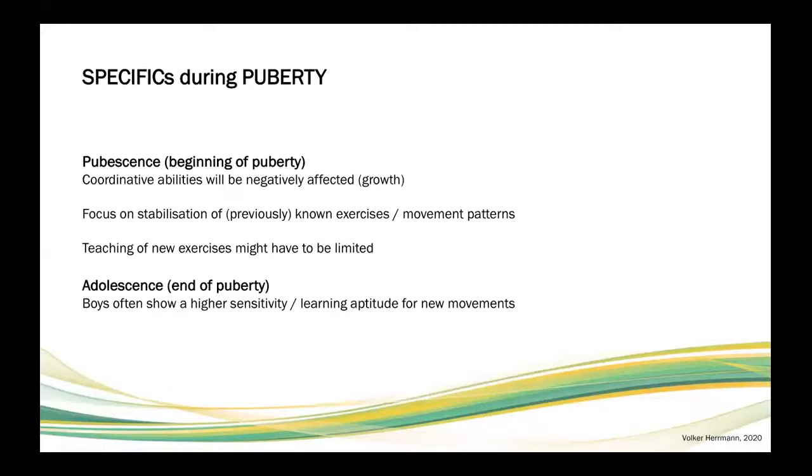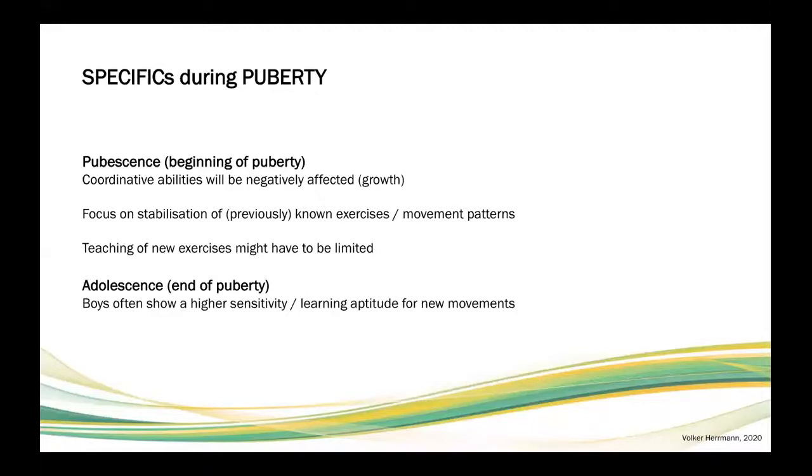Because of the change in the limb lengths, the arms and the legs, and also of the trunk, we are using different angles. Balance will be even harder to reach. So these coordinative abilities which we've trained before puberty will be negatively affected during growth, especially with the onset of the growth spurt. And that means once your athletes are reaching puberty, we have to focus on stabilizing known exercises of movement patterns. It does not really make sense to teach new techniques when your athletes are growing massively at the same time, because the whole system will be completely confused.